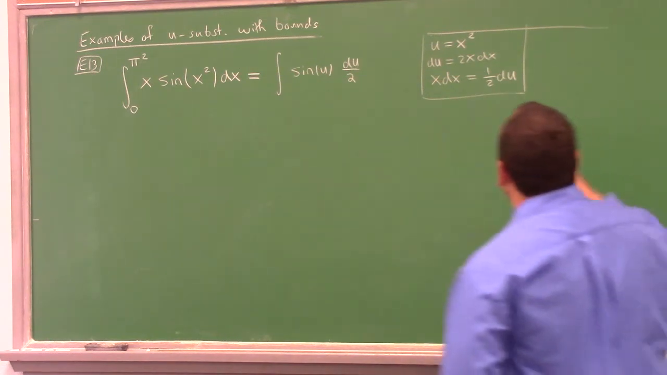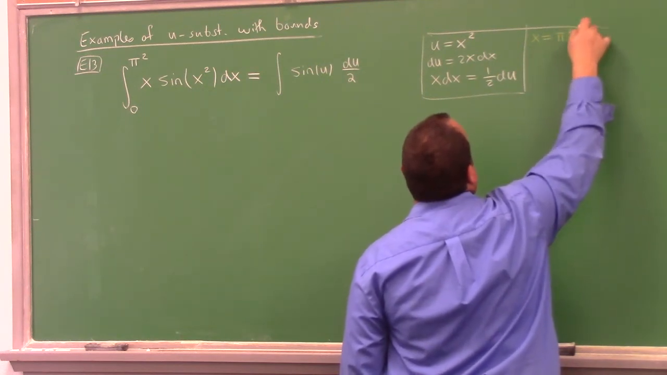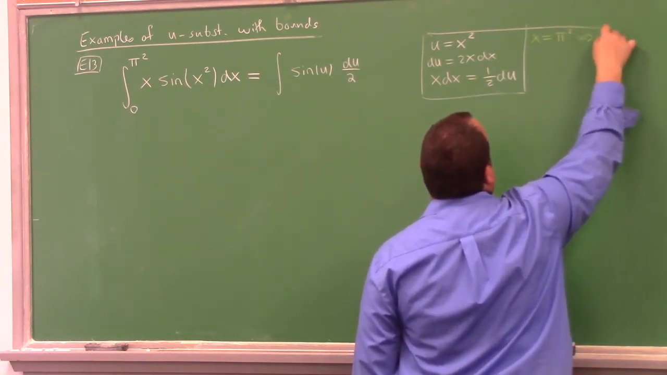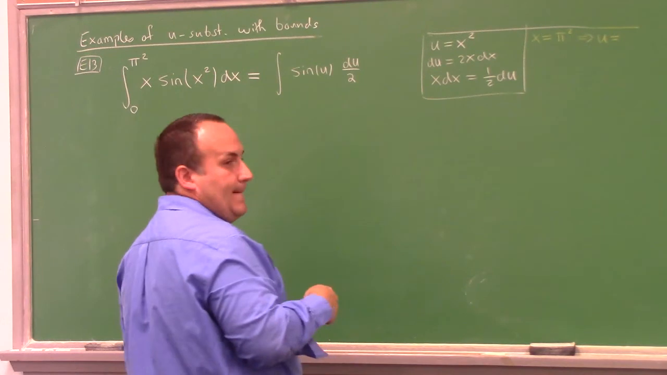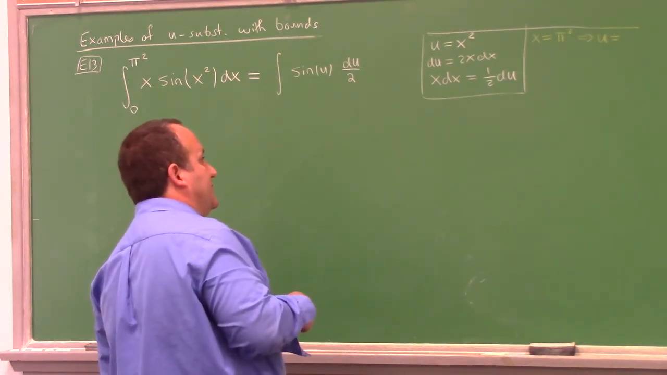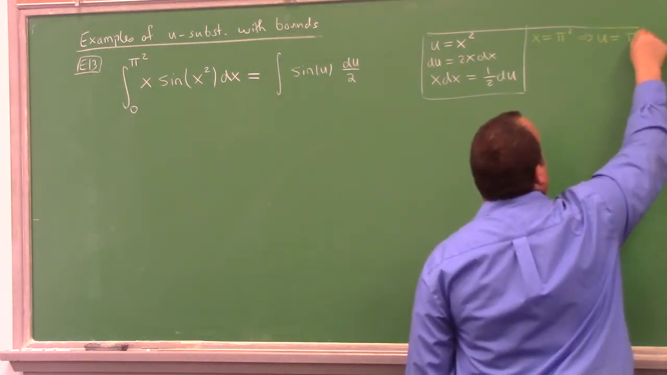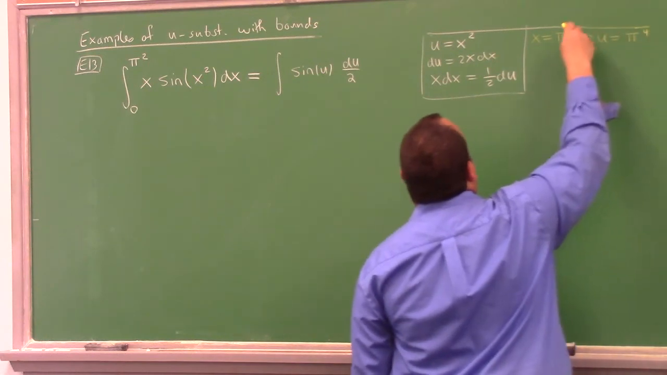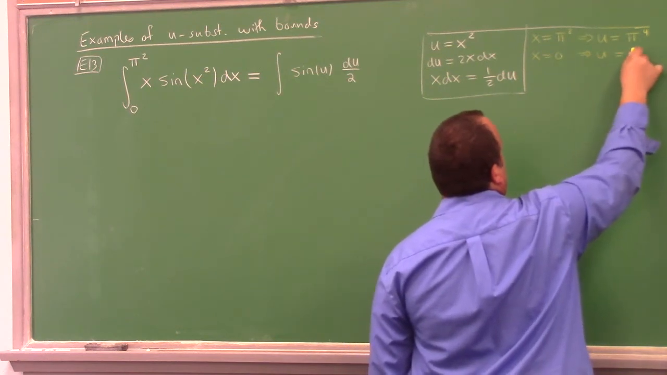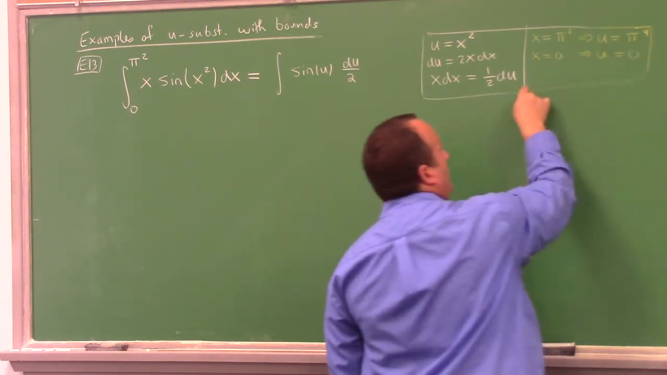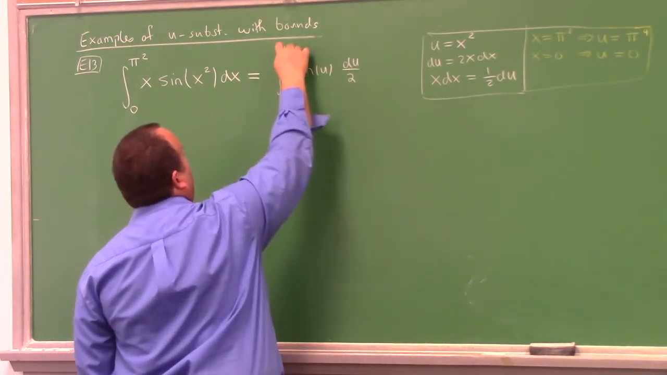So x equals pi squared implies u equals what? If x is pi squared, u is what? Pi squared squared, right? Pi to the 4th. And if x equals 0, u equals 0. So I change the bounds. 0, pi to the 4th.